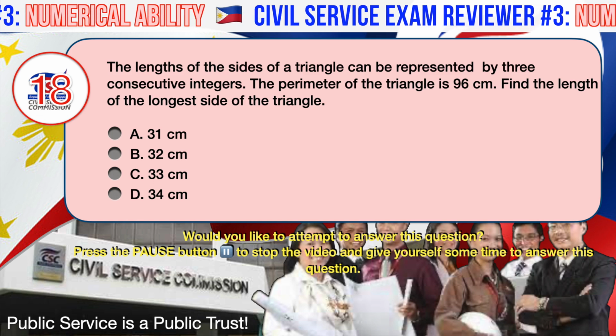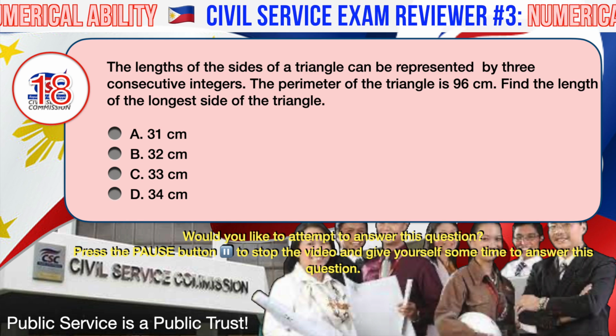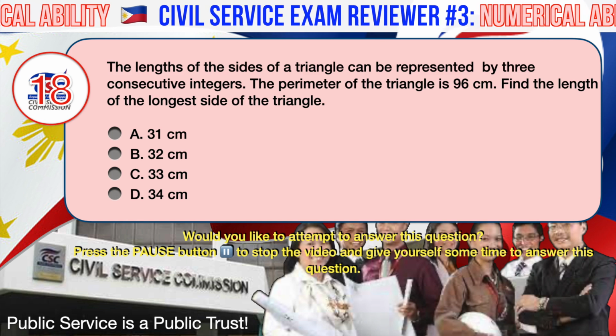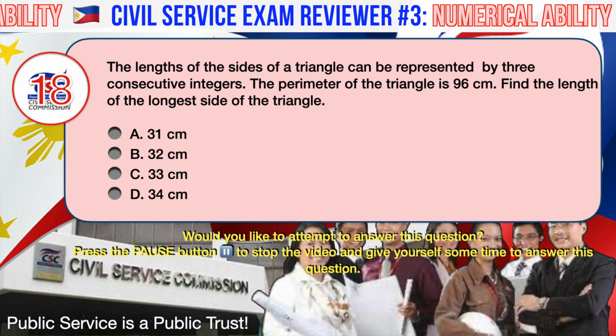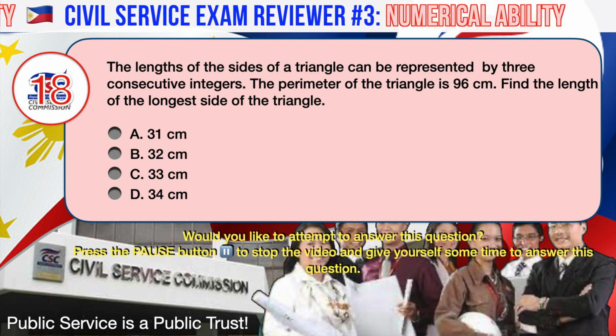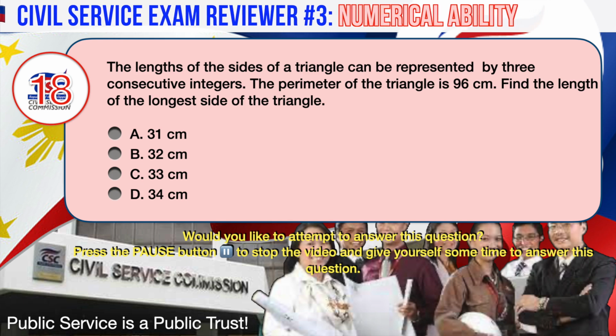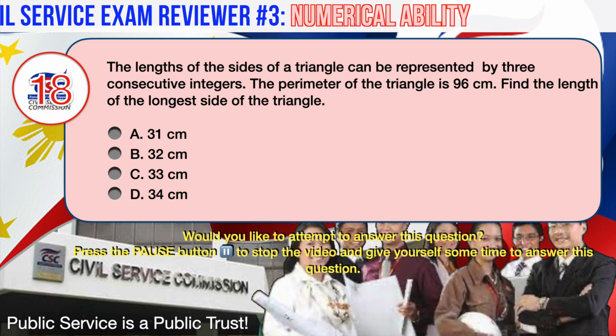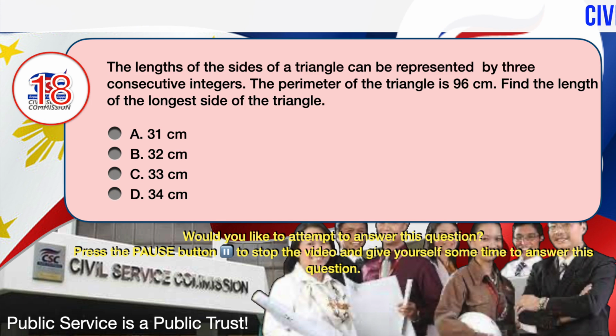Question number 18. The lengths of the sides of a triangle can be represented by 3 consecutive integers. The perimeter of the triangle is 96 centimeters. Find the length of the longest side of the triangle. A. 31 centimeters. B. 32 centimeters. C. 33 centimeters. D. 34 centimeters.